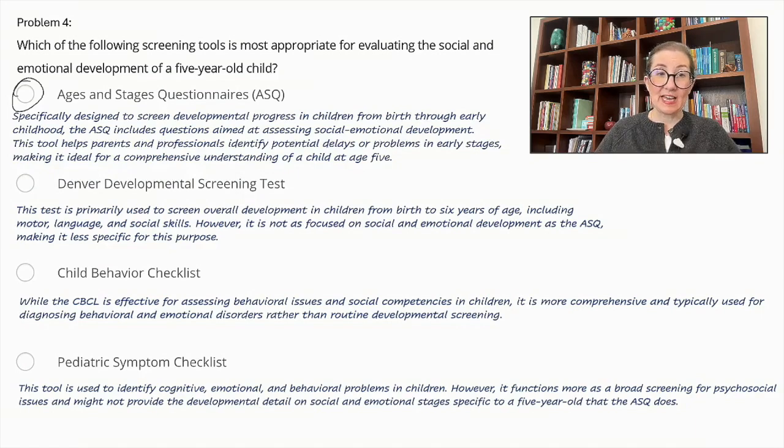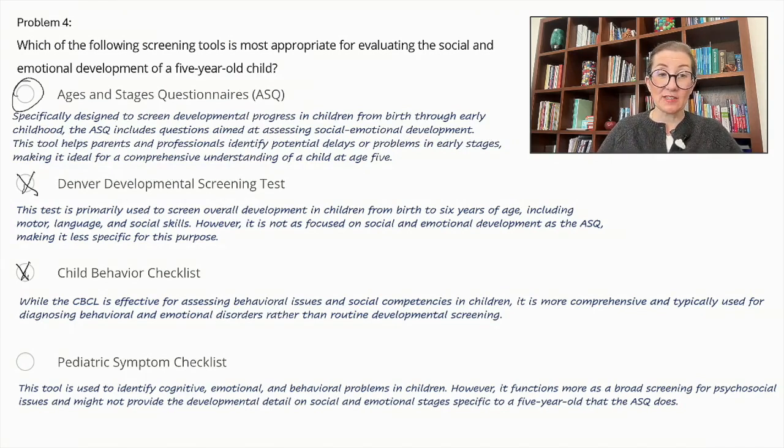Denver Developmental Screening Test. This test is primarily used to screen overall development in children from birth to 6 years of age, including motor, language, and social skills. However, it is not as focused on social and emotional development as the ASQ, making it less specific for this purpose. So this is incorrect. Child Behavior Checklist. While the CBCL is effective for assessing behavioral issues and social competencies in children, it is more comprehensive and typically used for diagnosing behavioral and emotional disorders rather than routine developmental screening. So that is incorrect as well.